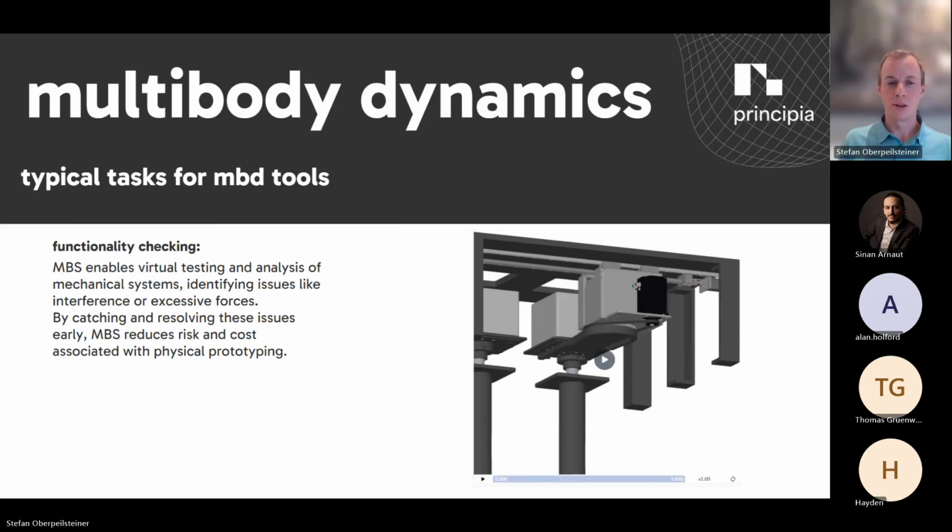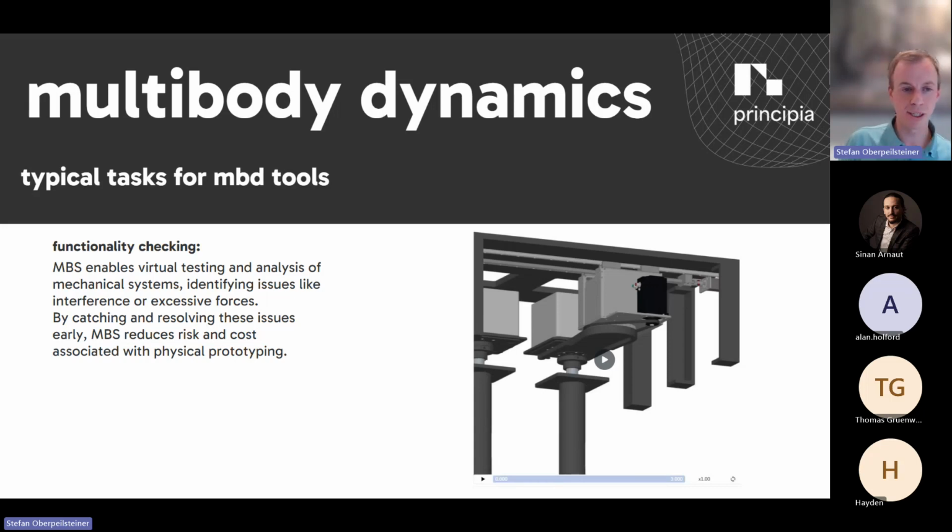And you can check. That's why it's here under the category of functionality checking. You can check if there are any collisions, if the motion really looks like you thought about. So in this case, there was also one output. It was the trajectory that is necessary for the PLC control. That was an output of this Principia simulation.